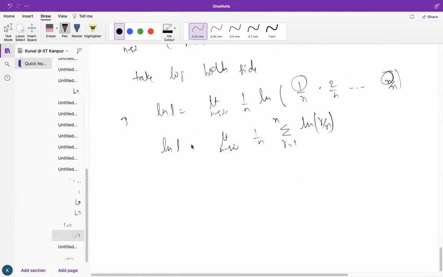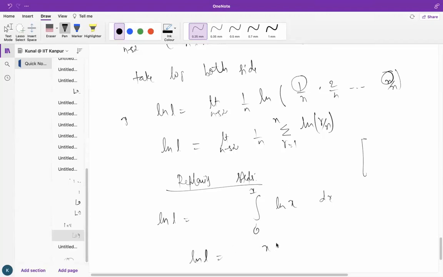Now what we have to do is the replacing step. In the replacing step, r by n goes to x, 1 by n goes to dx, and summation goes to integration. For the limit, we can directly write the values: r by n gives 0, and n by n gives 1. I hope you get this. So ln L is equal to the integral of ln x, which is x times (ln x minus 1). Now try to insert the limits here.